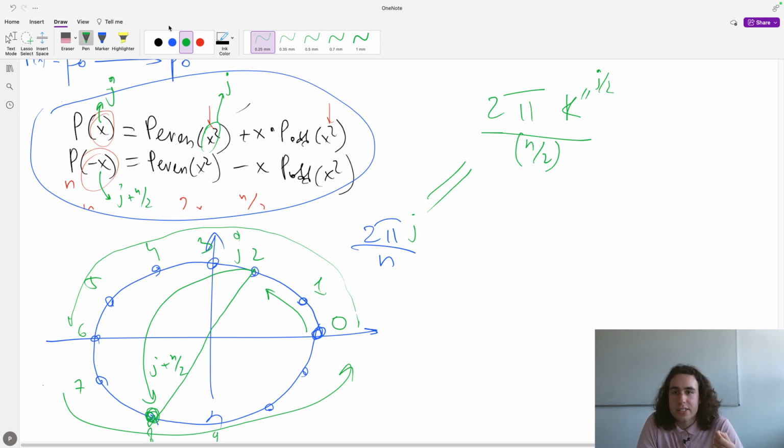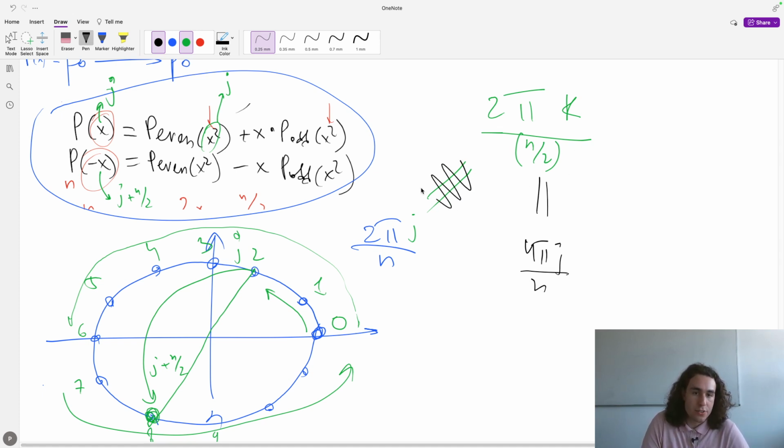But okay, we're interested in a twice larger angle, right? Because we need x squared. x squared has angle 4 pi j over n, right? It's twice larger. So we want this value to be equal to that one. And then I want to say that if I put j here, this works, right? 2 pi j over n half is 4 pi j over n. And why do I need 4 pi j over n? Because I want to know the value in the x squared. So x squared has doubled the angle.